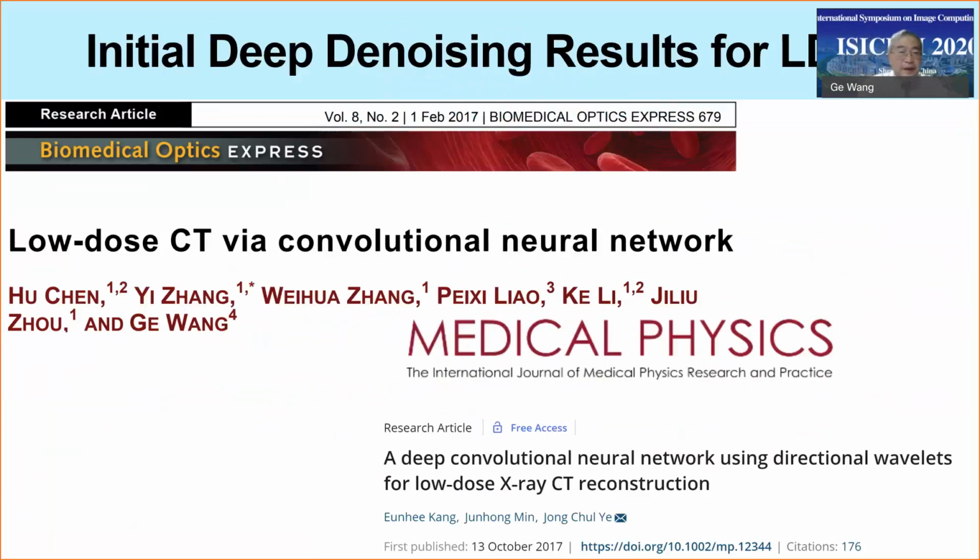We know the deep tomographic imaging field started a few years ago, and I would say the initial project was about low-dose CT reconstruction: how we can use deep learning techniques to develop algorithms so that image noise can be successfully suppressed. To my best knowledge, these two are the earliest journal papers, and they received a good amount of citations. That shows deep learning can effectively remove image noise.